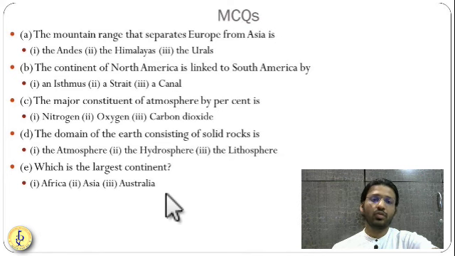The major constituent of the atmosphere by percent. Okay, which is the major gas in the atmosphere? That also we have seen. Then, the domain of the earth consisting of solid rock is known as what? Next question: which is the largest continent? That also we have seen.